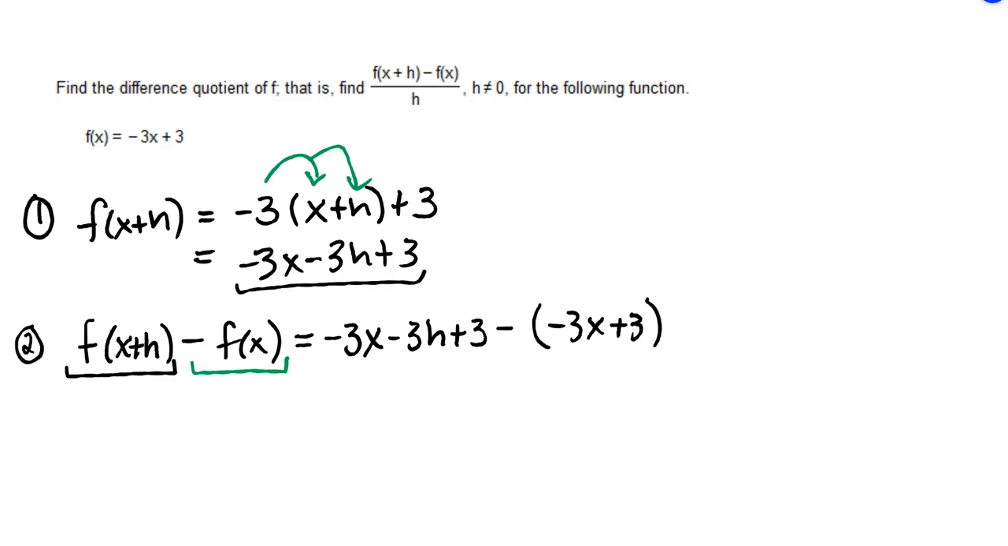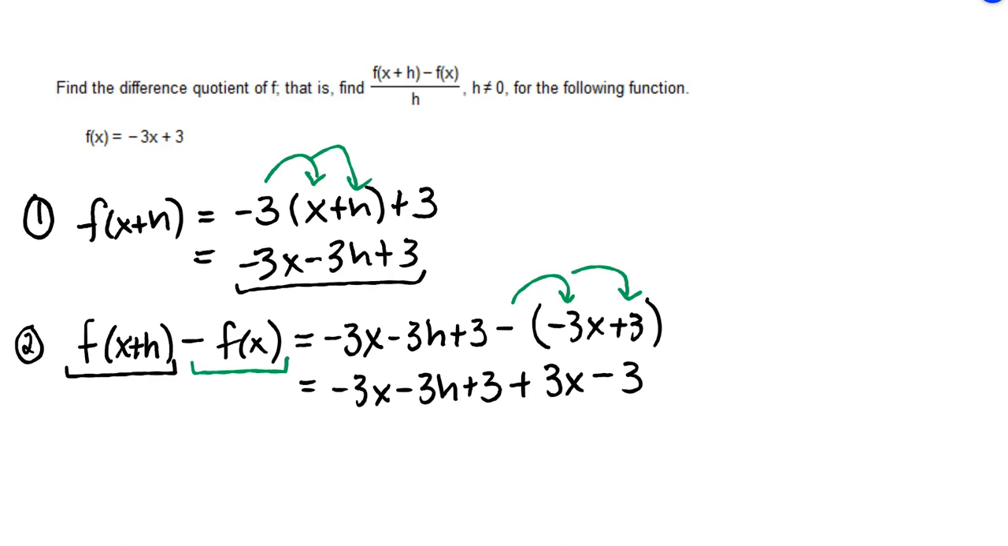So I'm going to use the distributive property and distribute that negative. So negative 3x minus 3h plus 3 plus 3x minus 3. I have some like terms, so I'm able to cancel out negative 3x and positive 3x, a plus 3 and minus 3, and that leaves me with a negative 3h.